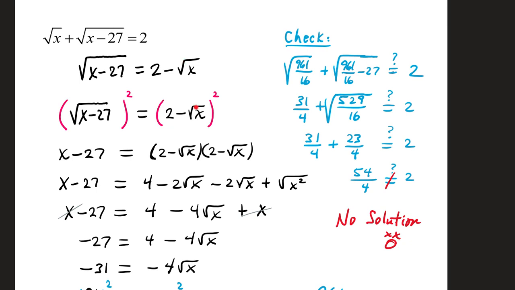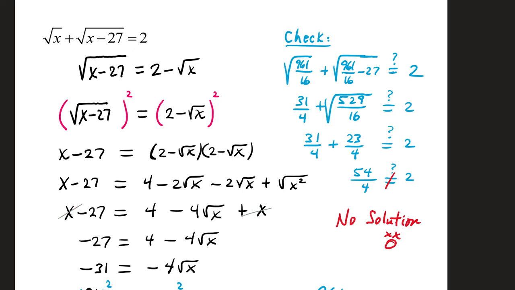2 minus square root of x, when it's squared, that's 2 of them, and we have to multiply out. So we have 4 minus 2 square root of x minus 2 square root of x plus square root of x squared. That leaves us with 4. These are like terms. There's a total of -4 square root of x. And then this last term is just x. Square root and square, they battle it out and it makes x.